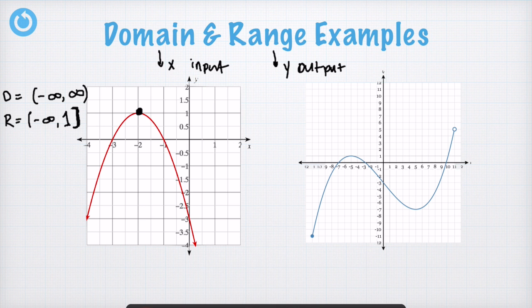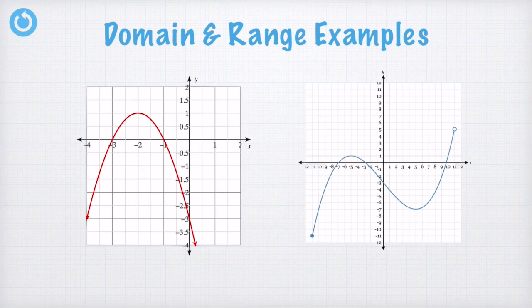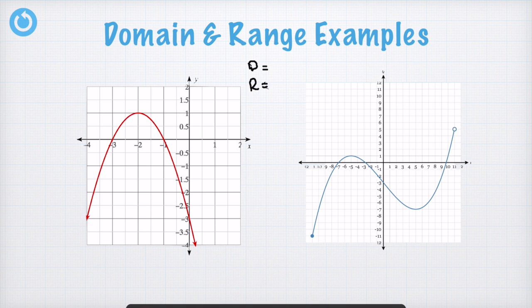Let's do this one. This one's really weird. And what's going to happen? Well, we're going to find our domain and our range. Our domain is our inputs. So we can go from where? Well, that's about a -11.